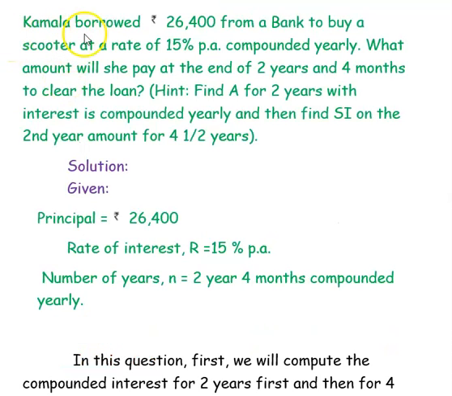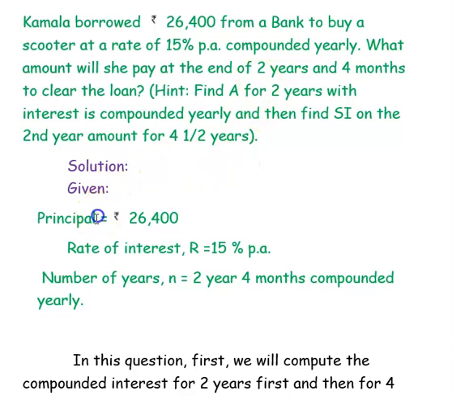The next example is: Kamala borrowed rupees 26,400 from a bank to buy a scooter at a rate of 15% per annum compounded yearly. What amount will she pay at the end of 2 years and 4 months to clear the loan? Okay, so they have given a hint also. Find amount for 2 years with interest compounded yearly, and then find the simple interest on the second year amount for 4 months. Okay, so now we'll follow the same hint.